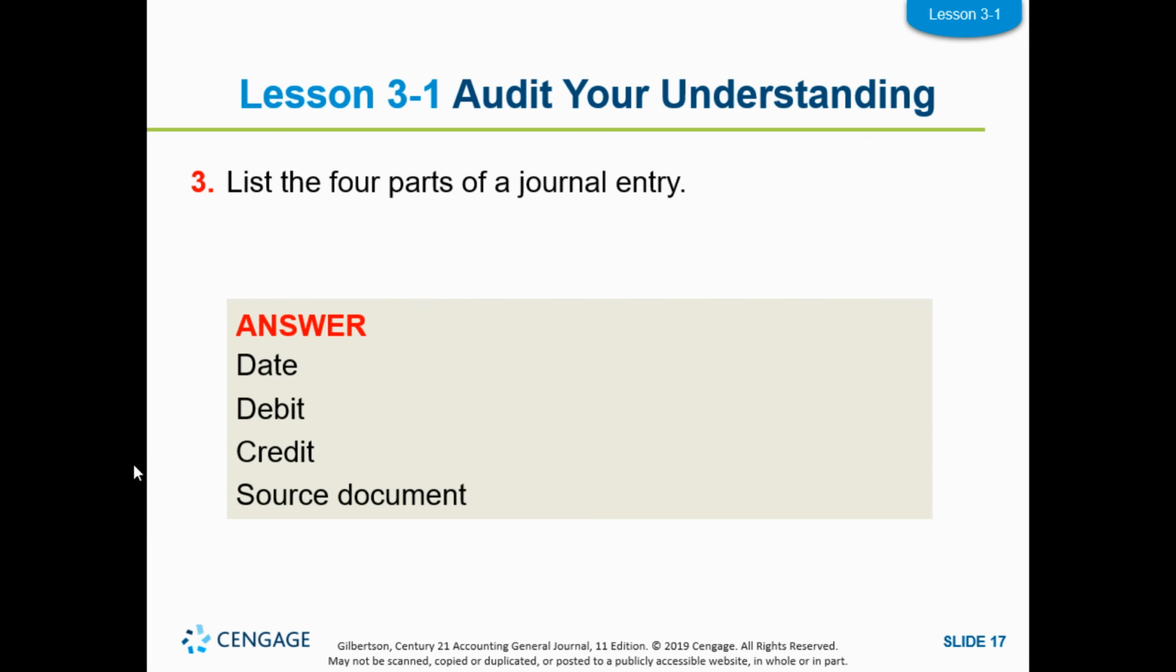Four parts of a journal entry. We have the date, we have the debit side, we have the credit side, and there's some sort of source document, something that proves that that transaction actually happened. Okay.